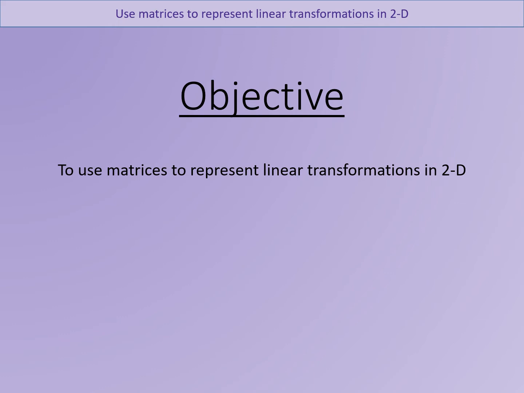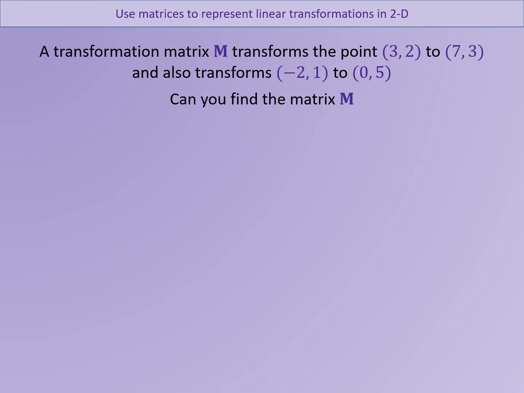Today you are going to learn how to use matrices to represent linear transformations in 2 dimensions and in 3 dimensions. A transformation matrix M transforms the point (3, 2) to (7, 3) and (-2, 1) to (0, 5). In order for us to work out this matrix M, we have to set up this equation. So we have the matrix M being represented by a, b, c, d. So these are unknowns that we're going to find. (3, 2) is the input, and (7, 3) is the transformed coordinate.